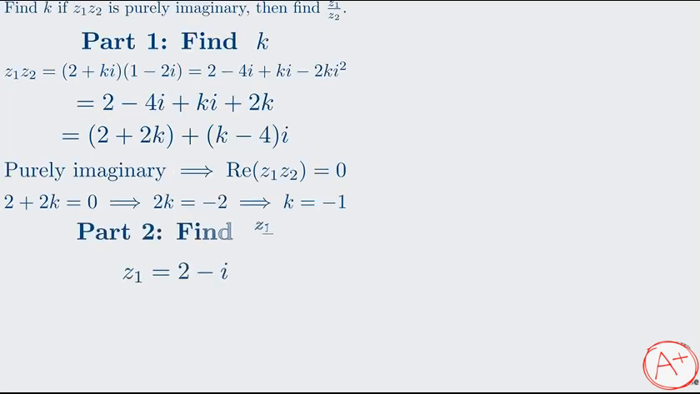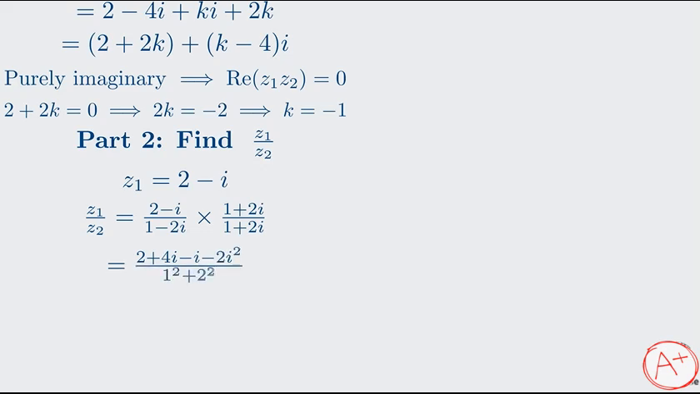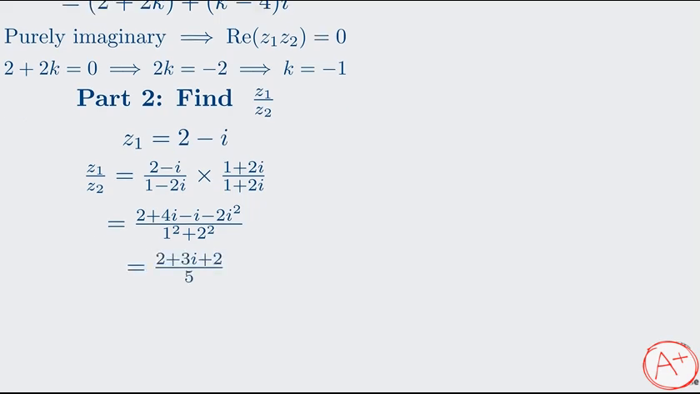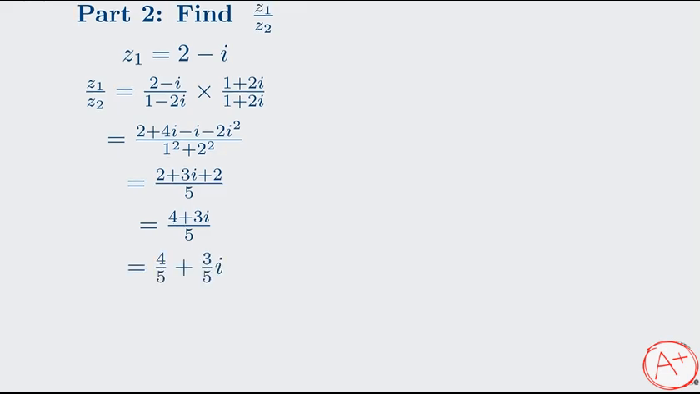Now we substitute k back into z1, so z1 is 2 minus i. To find the quotient, we multiply by the conjugate of z2, which is 1 plus 2i. Expanding the numerator gives 2 plus 4i minus i minus 2i squared, all over 1 squared plus 2 squared. This simplifies to 2 plus 3i plus 2 all over 5, which equals 4 plus 3i over 5. In an exam, always separate your final answer into distinct real and imaginary parts, as shown here: 4 over 5 plus 3 over 5 i.